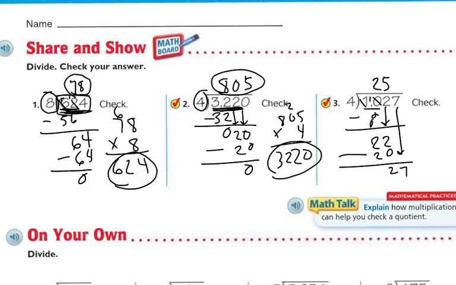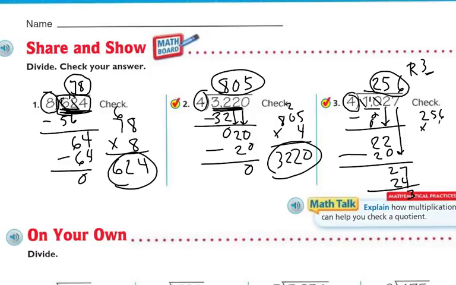Bring down my last one, a 7. 4 goes into 27 6 times. 6 times 4 is 24. I'm going to subtract and I get a remainder of 3. Now this one's the little tricky part. So now I'm going to multiply the 256 times the 4, and whatever I get from that, I'm going to have to add the little 3 of a remainder. So let's check my work.